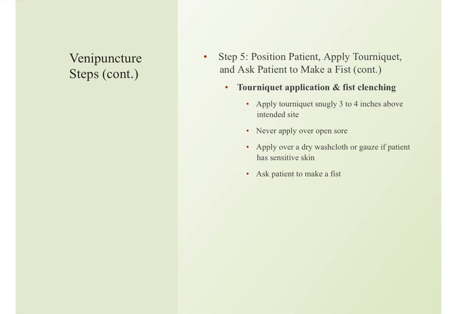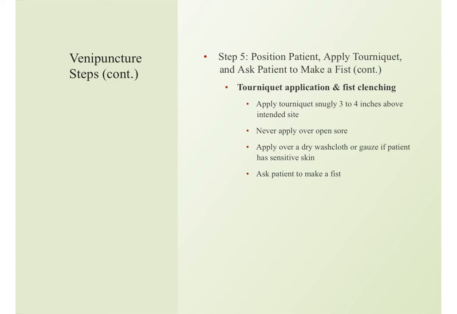All right, when we apply our tourniquet, it's going to be applied at least 3 to 4 inches above the intended site. That is no matter where it is. Like if we're going down in the forearm or the hand, those places, it's just 3 to 4 inches above our intended site. We're never going to apply over an open sore. We can apply over washcloths or clothing on patients, like elderly patients with sensitive skin, and ask the patient to make a fist. We'll go more into the challenges of the tourniquet application when we talk about geriatric venipuncture, okay?